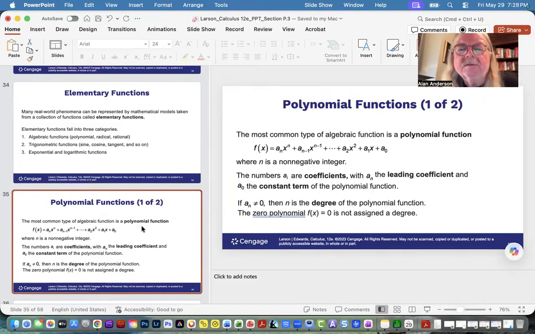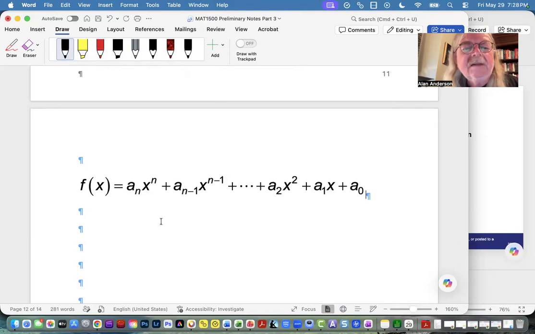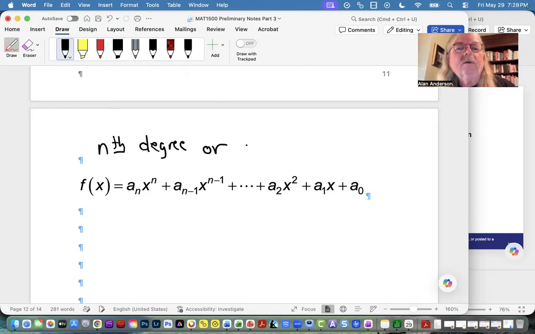So the polynomial just means many numbers, but it has a specific format to be considered a polynomial. You can't just say, well, anything that has a bunch of x squares in it is a polynomial. No, it takes this form. This is said to be, sometimes it's called, an nth degree or nth order polynomial.